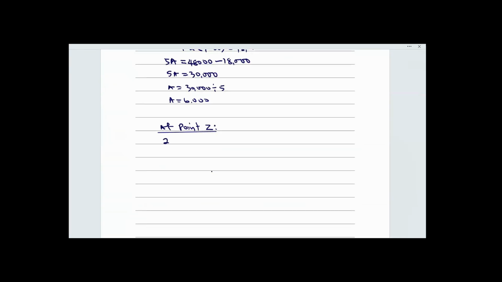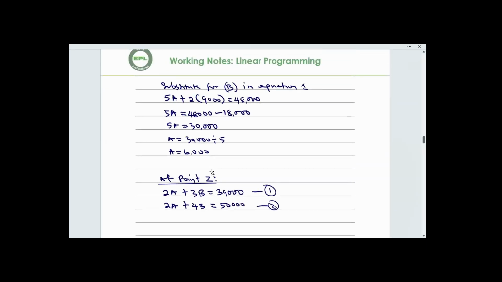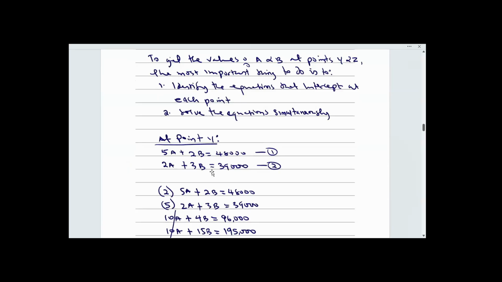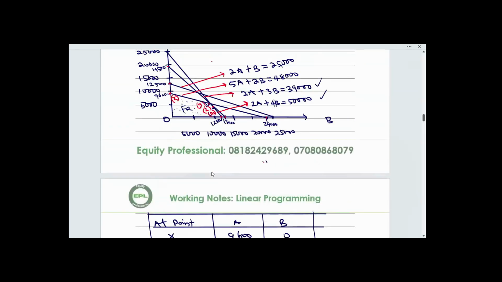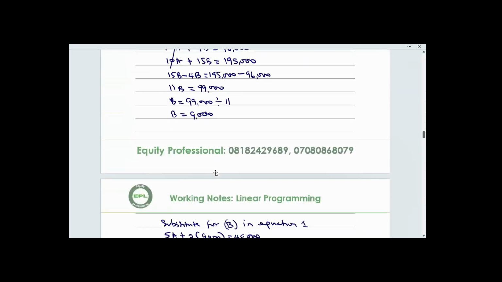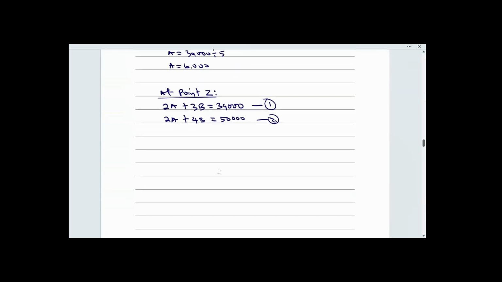So, 2A plus 3B equal to 39,000. And the last one is 2A plus 4B equal to 50,000. Equation 1, equation 2. So these are the two equations that intercepted at point Z. So if that is the case, then we now solve using simultaneous equation.